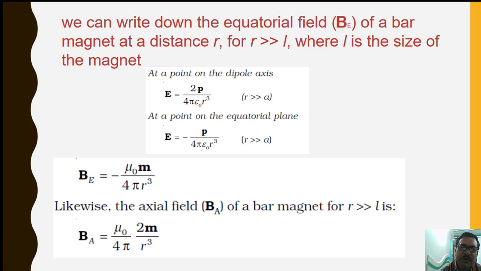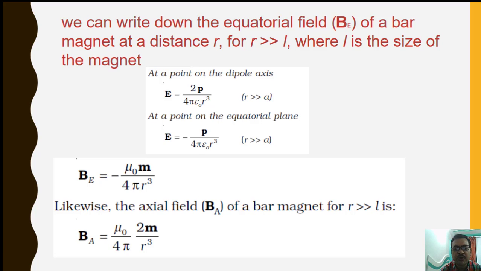So here what we do, in place of E we write BE, and second expression, at a point on the equatorial plane, E equal to -p/4πε0 r cube. In place of E we write BE equal to minus, in place of p we replace m, and 1/4πε0 we write μ0/4π r cube. So this is the expression for equatorial field BE due to a bar magnet.